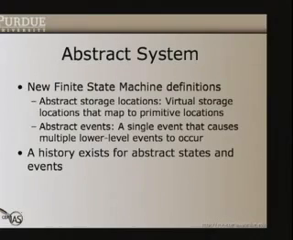We also have abstract events, which are basically one high level abstract event which causes multiple lower level events to occur. A common example is I hit my button on the screen to change slides. It's one event for me, but it's actually hundreds or thousands of lower level, primitive implementation level events that are occurring. But from my perspective, it's one event. And so basically we can define a history for abstract states and events as well.